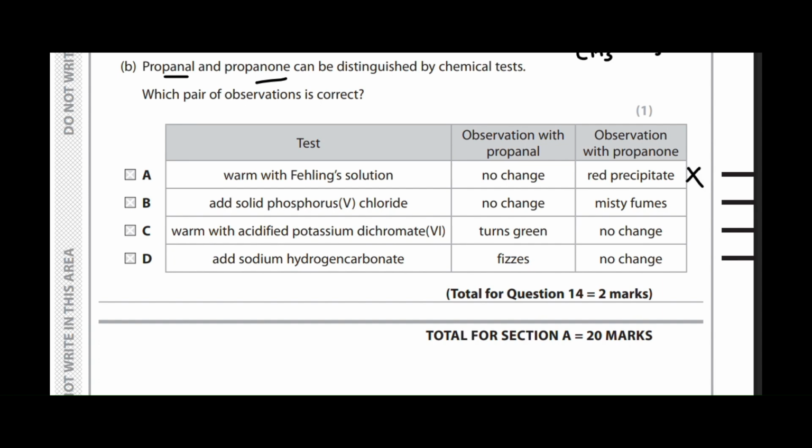Add solid phosphorus pentachloride: no change, misty fumes. This is also wrong. This is a test for the OH group. Warm with acidified potassium dichromate: turns green and no change. Okay, this is the correct option because the aldehyde will be oxidized. The primary alcohol will be oxidized into aldehyde and then aldehyde into the carboxylic acid. There will be no change with the ketone. So this is the correct option, part C.